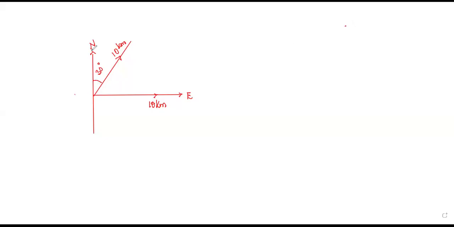So the angle between the north axis and the east is 90. So if this is 30 degrees, then the angle between the two displacements becomes 60 degrees. Okay. So we are to find the resultant displacement and the direction.